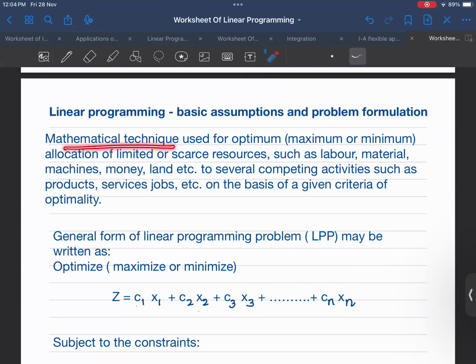mathematical techniques used for optimum, maximum or minimum allocation of the limited or the scarce resources such as maybe labor, material, machines, money or land to several competing activities such as maybe for the products, for the services or maybe jobs etc. on the basis of the given criteria on the optimality.